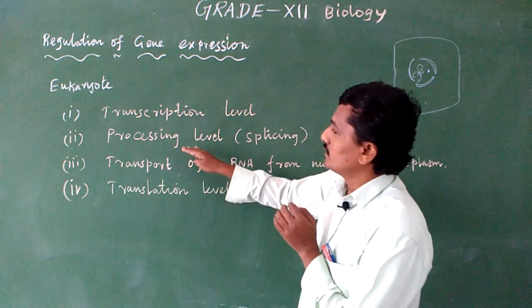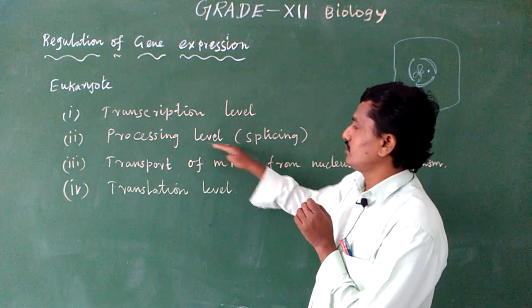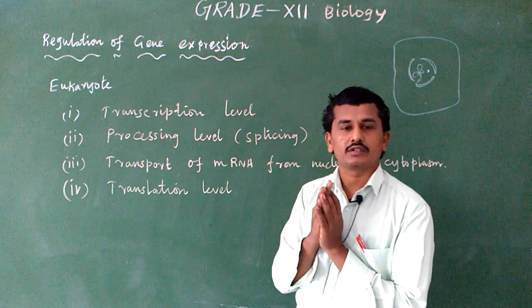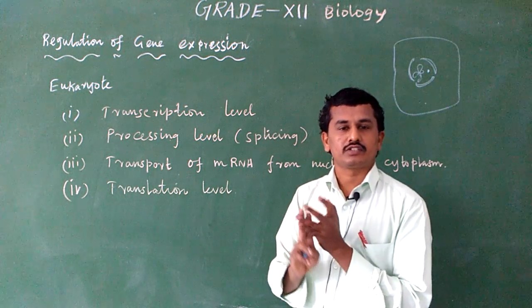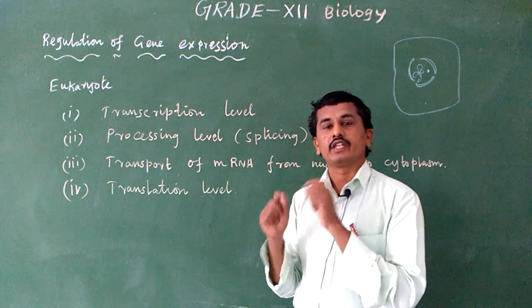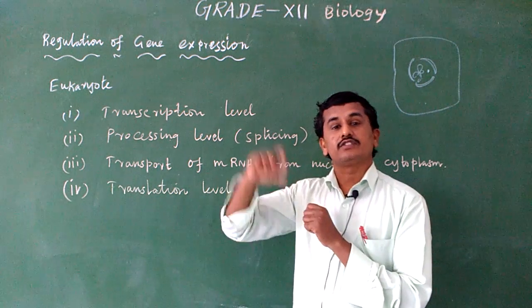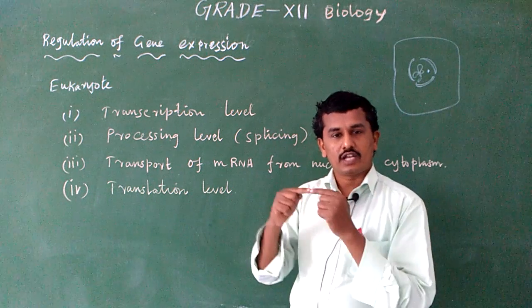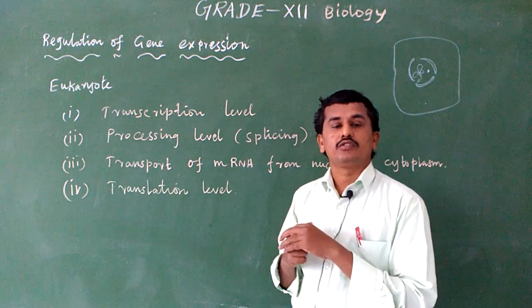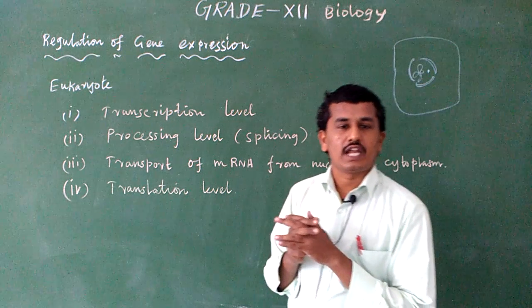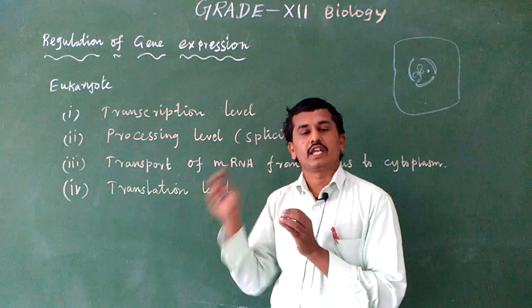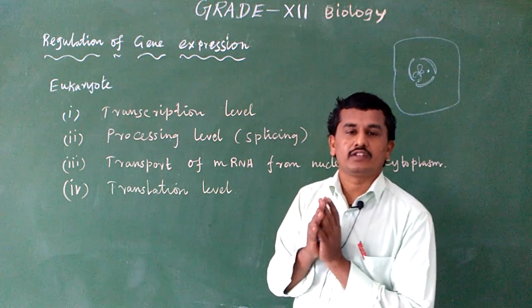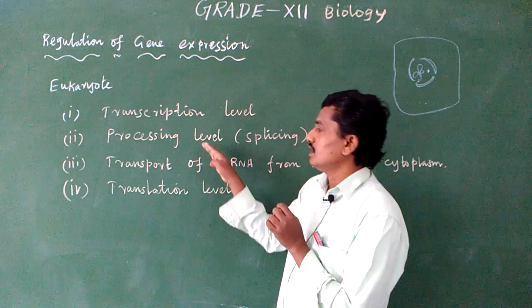Then the next level, the next stage, is the processing level. In eukaryotes, when mRNA is formed, what is present? Introns and exons, so both structures are present in the mRNA. Then in the next process, splicing, introns are removed in the hnRNA and exons are joined, and methyl guanosine triphosphate is added at the 5' end, that is capping. And the next level is tailing. Polyadenylate residues are added at the 3' end. So all of that is the processing level.